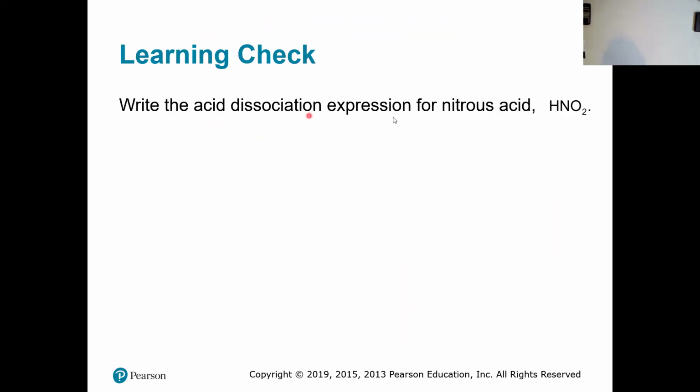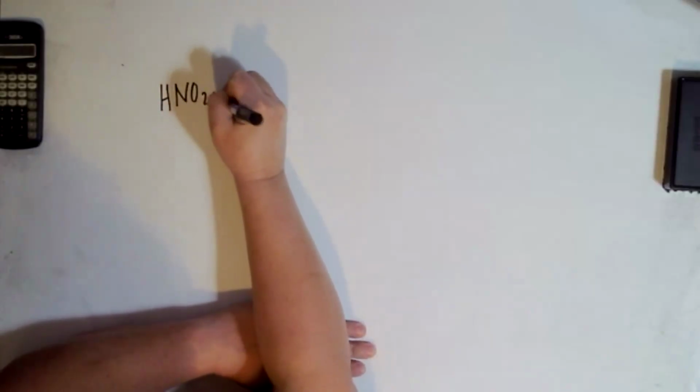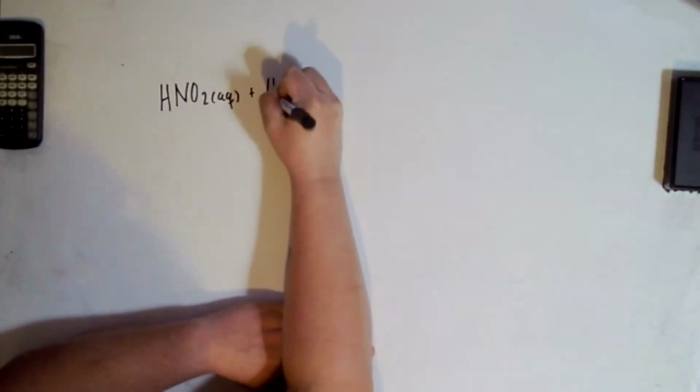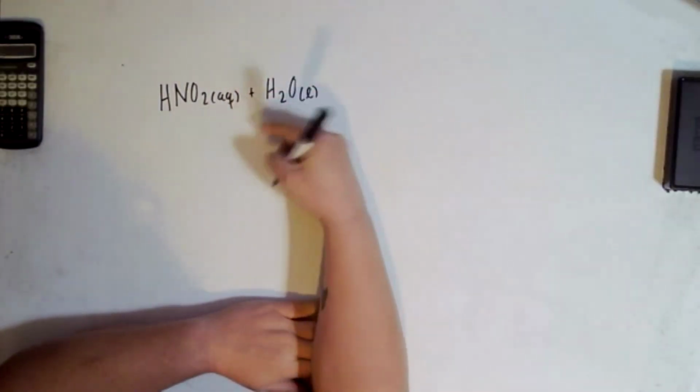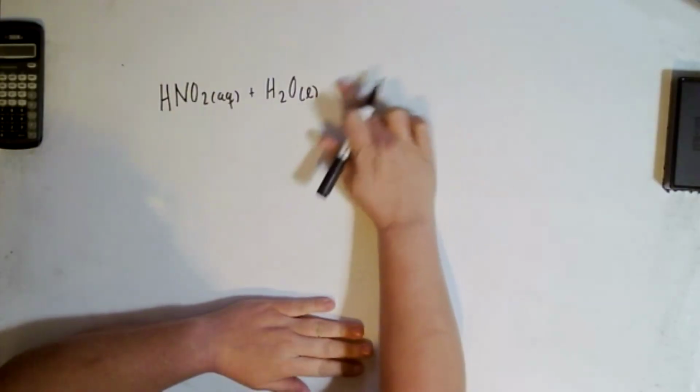So let's write out an acid dissociation expression for nitrous acid, HNO2. To write out your acid dissociation expression, you're going to first need to write out the reaction of HNO2 with water. And once you have that, then you're going to be able to use that reaction and set up your acid dissociation expression. Okay. But first, you've got to look at your acid in this case and write down what happens when it's reacting with the water.